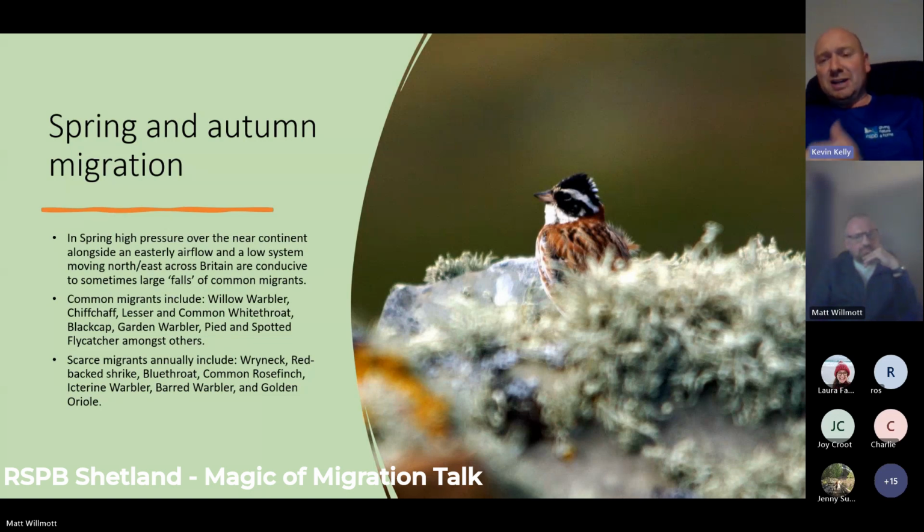And then Shetland is well positioned to receive lots of other scarce migrants that don't breed in the UK or do in very small rare numbers. They are more abundant in Northern Europe and Scandinavia. So things like wrynecks, red-backed shrike, bluethroat, they are moving in vast numbers from their southern wintering grounds back up to their breeding grounds, and that easterly airflow is what is needed to make them arrive in the UK and indeed on Shetland shores.